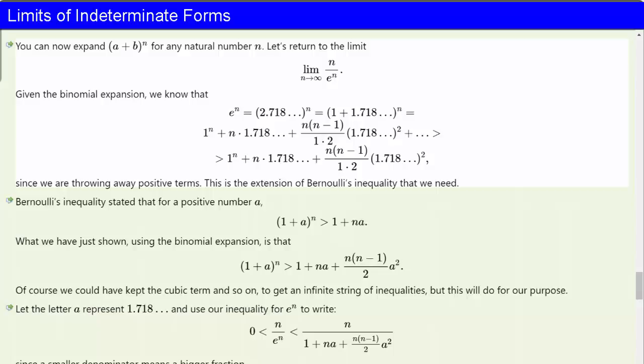Of course, we have to prove that this formula is correct, but let's delay that for a while so we can focus on limits. In fact, let's return to the limit as n tends to infinity of n divided by e to the n.